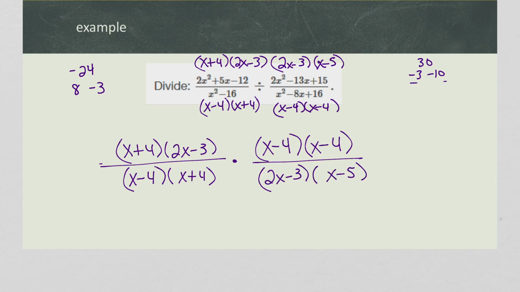Now let's mark out the fun stuff. All right, let's get rid of x minus 4 and x minus 4. Let's get rid of the 2x minus 3 and the 2x minus 3. I can get rid of this x plus 4 with this x plus 4. And look at what I'm left with. I am left with x minus 4 over x minus 5. And that's it.